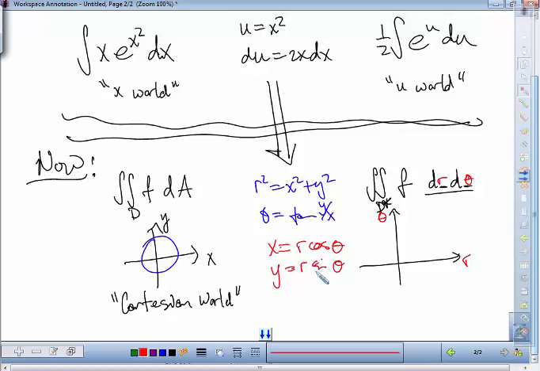X equals R cosine theta, Y equals R sine theta. So we got a pair of relationships that allow us to move back and forth between worlds. So we are going into polar world.